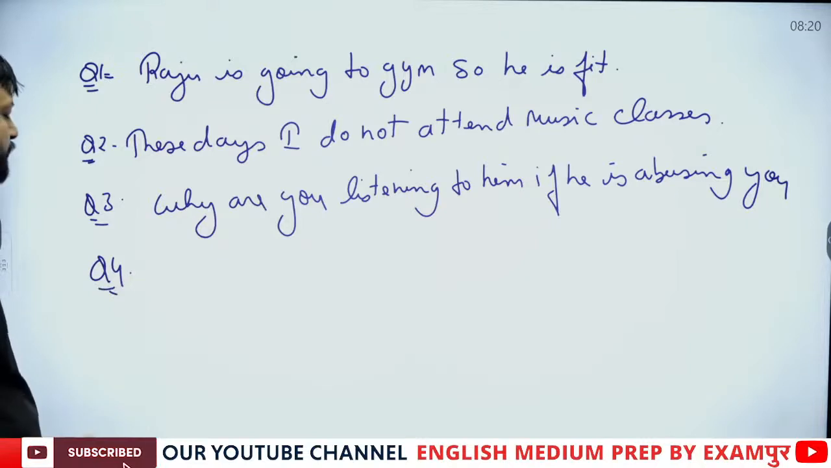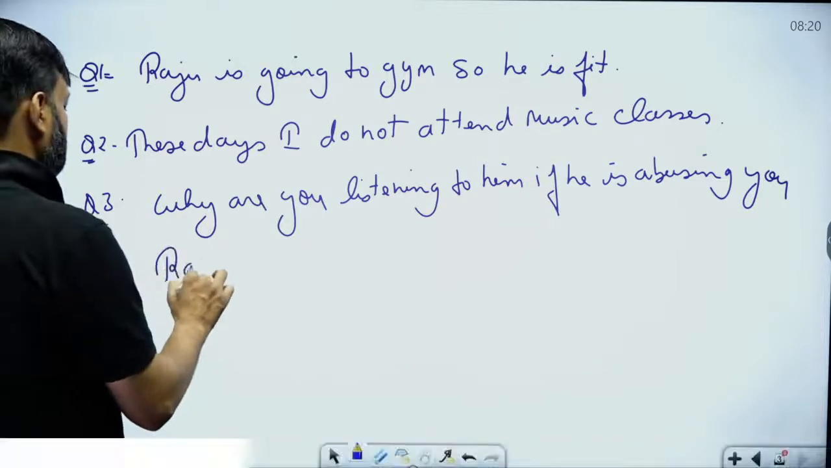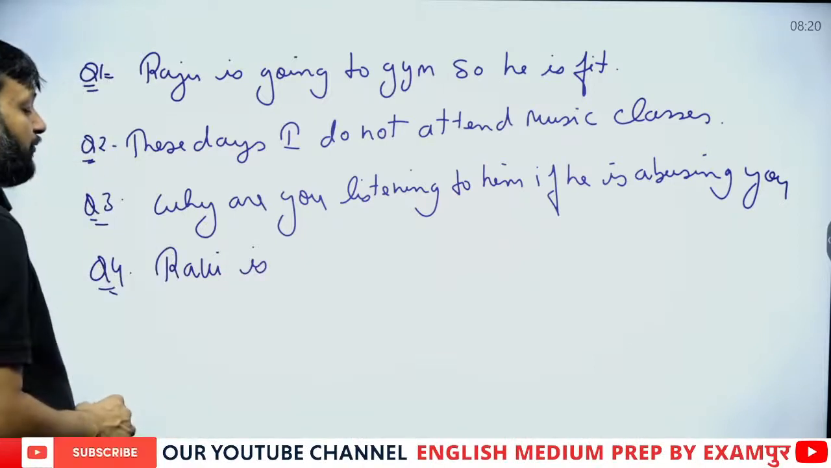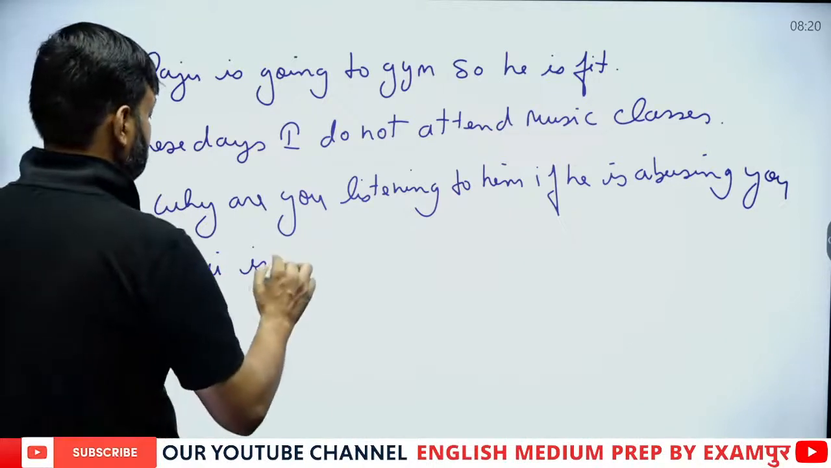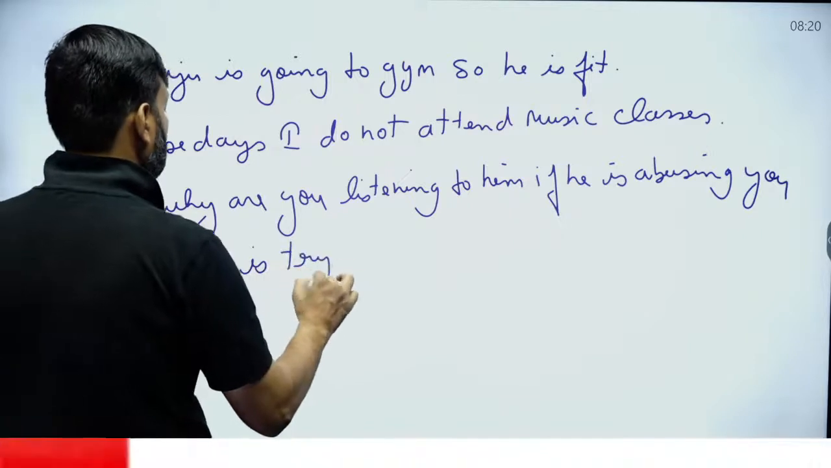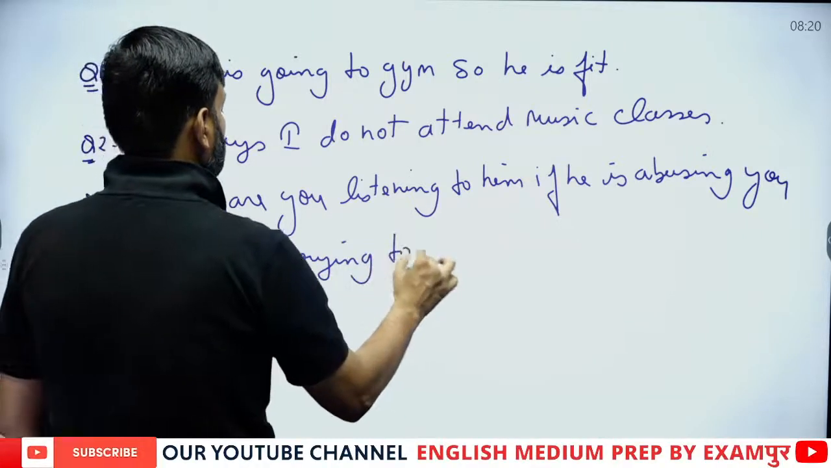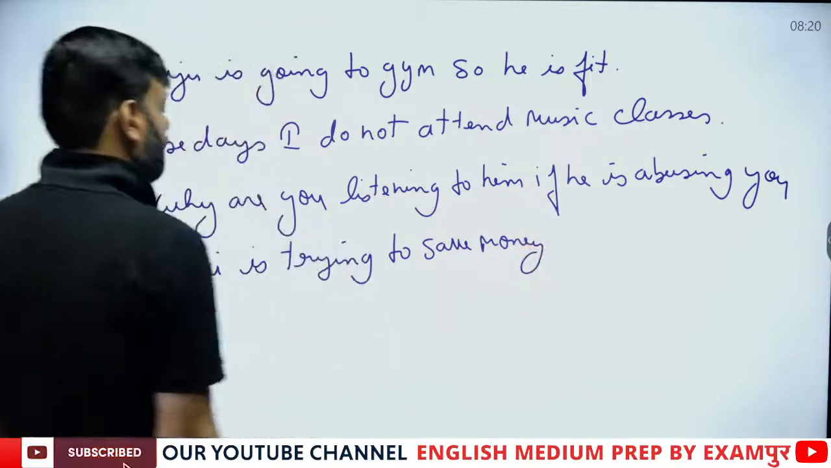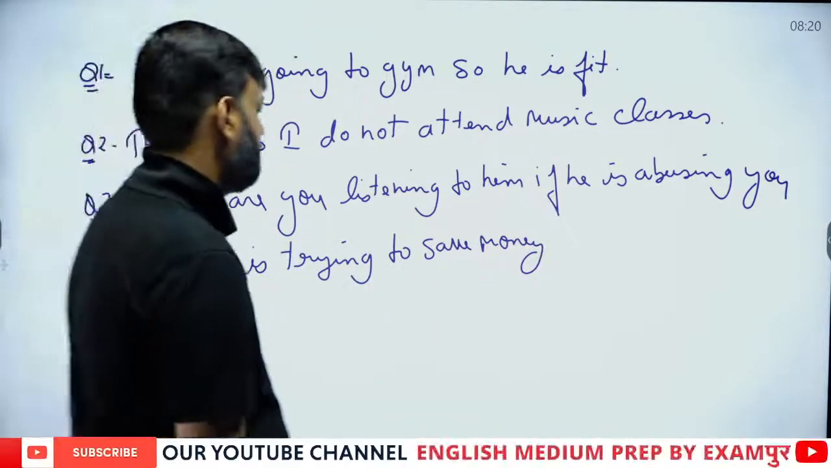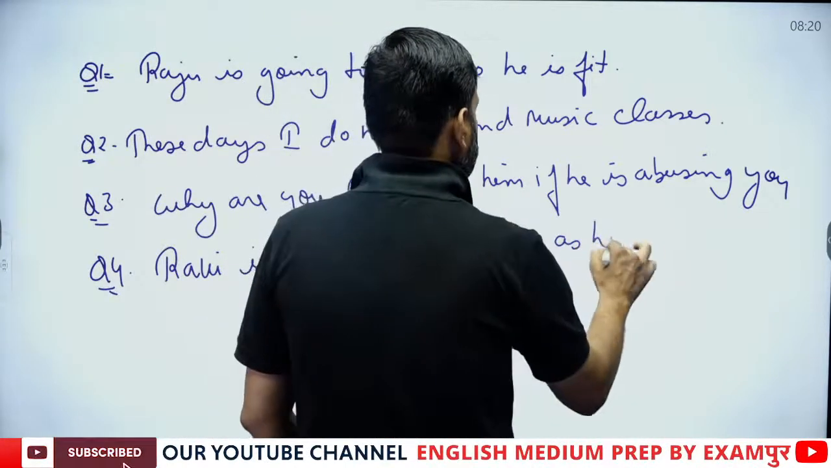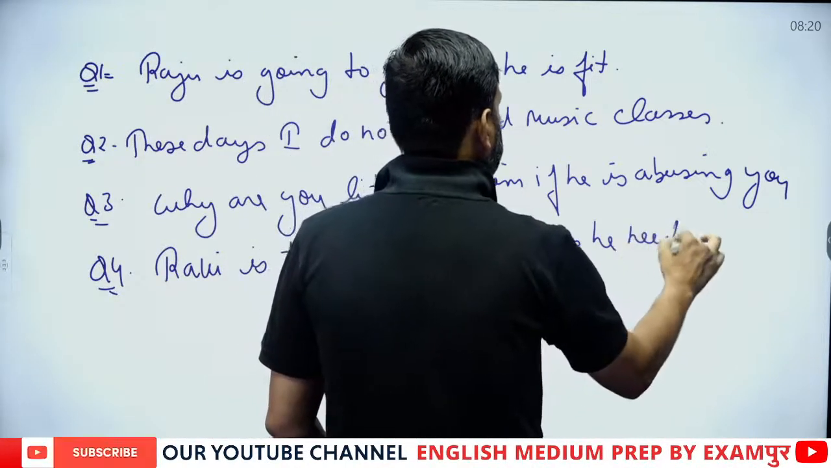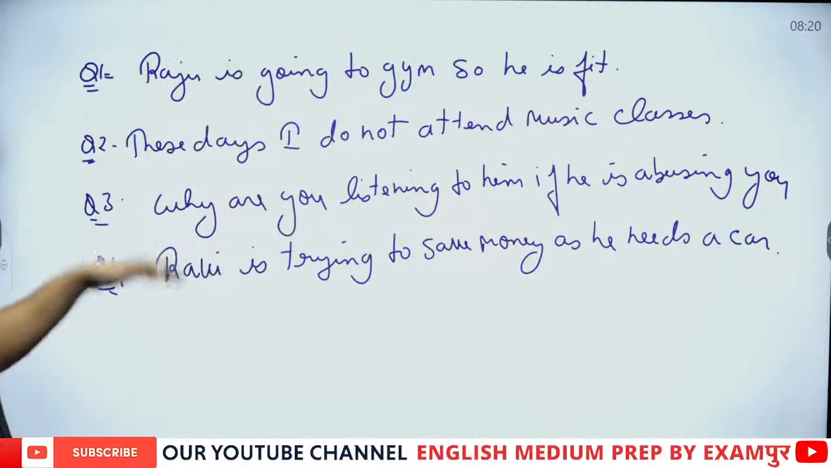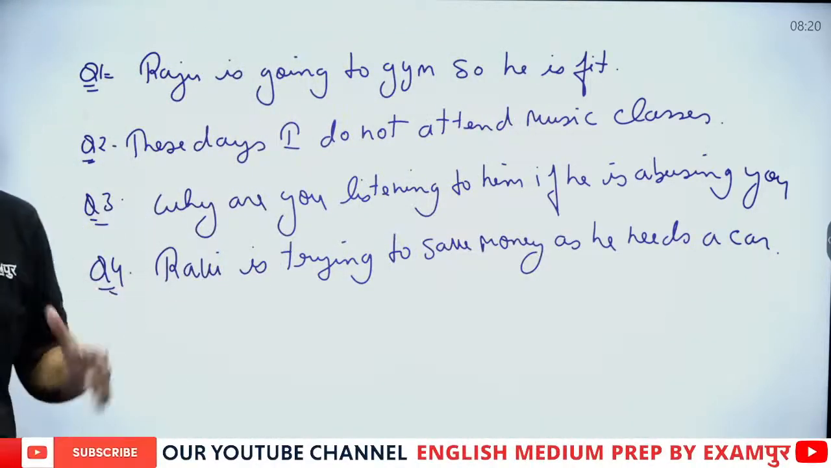And question number 4. Ravi is trying to save money as he needs a car. Now tell me, out of these 4 sentences, which one is correct and which one is wrong?